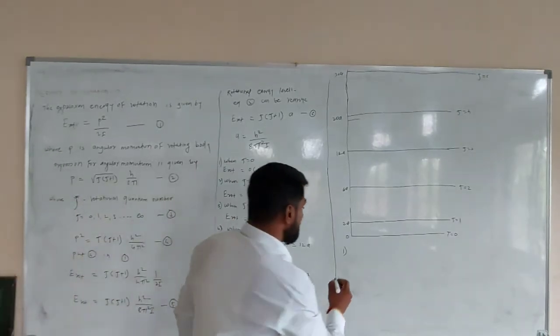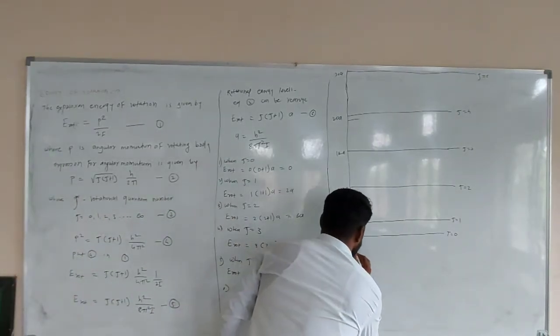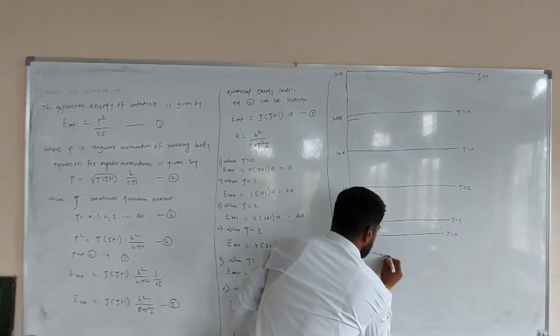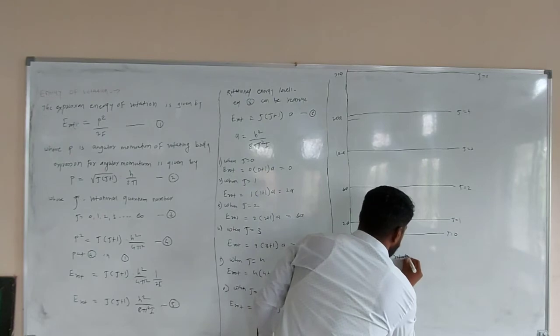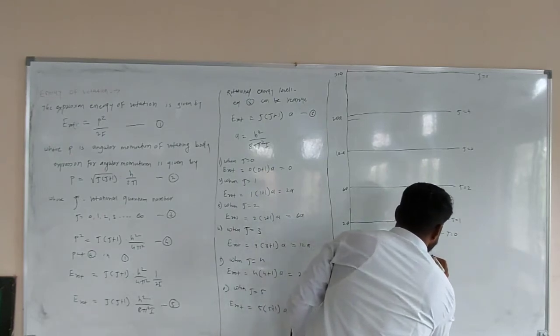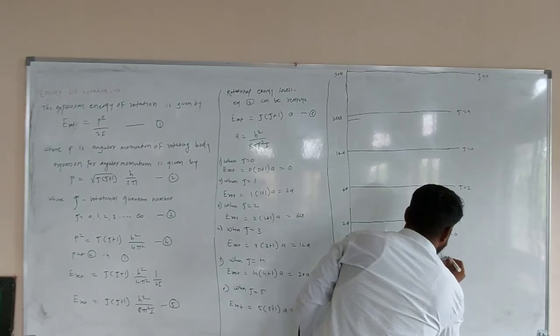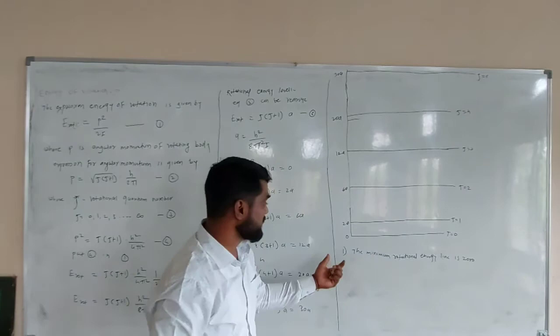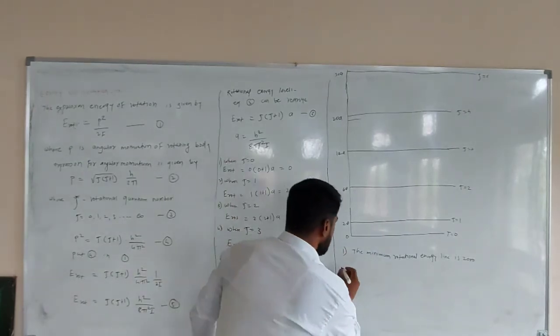The first point: the minimum rotational energy line is 0.